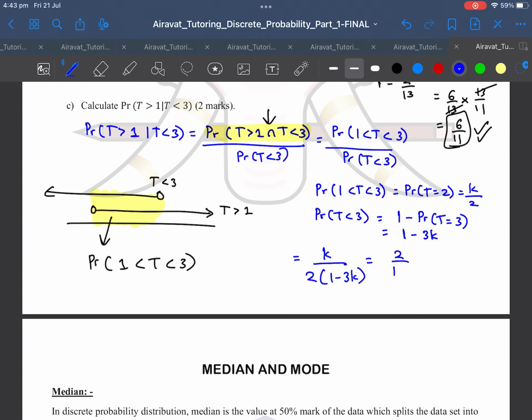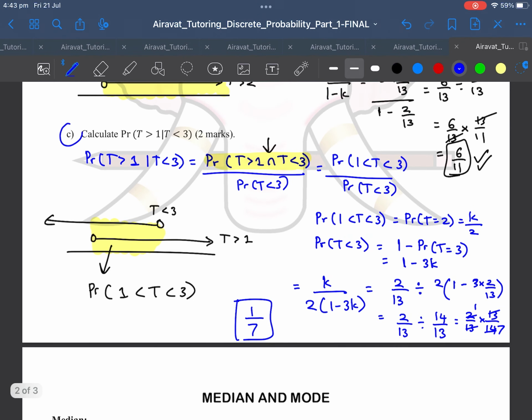So 2 over 13, sorry, divided by 2 times 1 minus 3 times 2 over 13. That would give us 2 over 13 divided by 14 over 13, and that would be 2 on 13 times 13 over 14, which would cancel out and give us 1 on 7. So this is our probability. This is the answer to this part C over here.